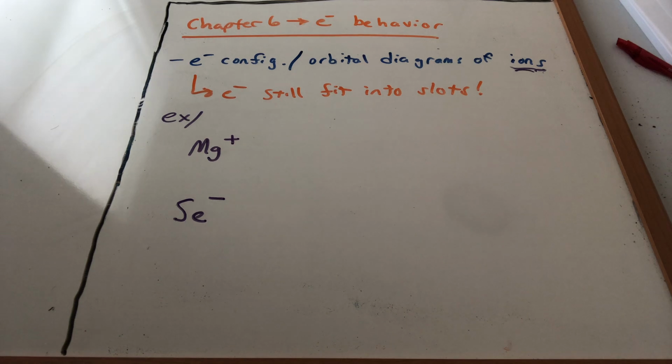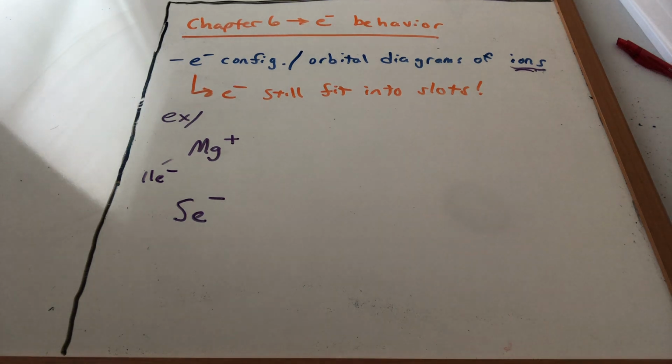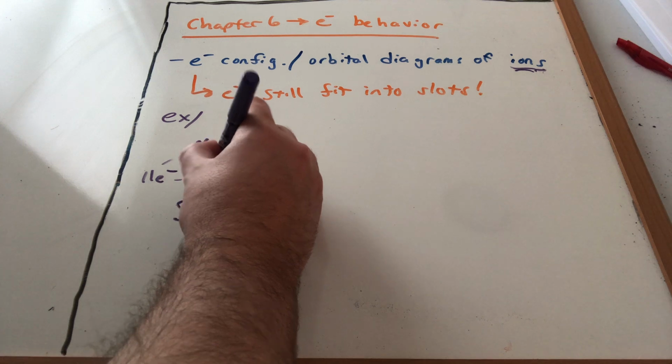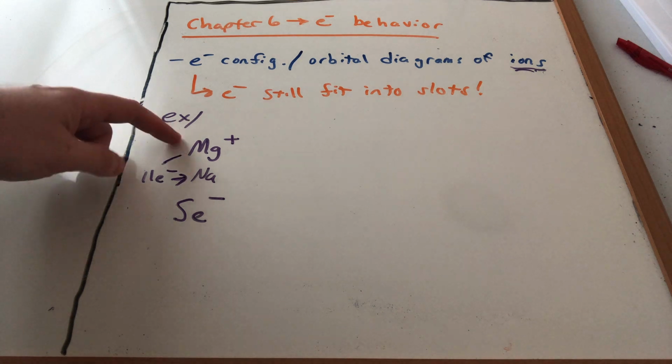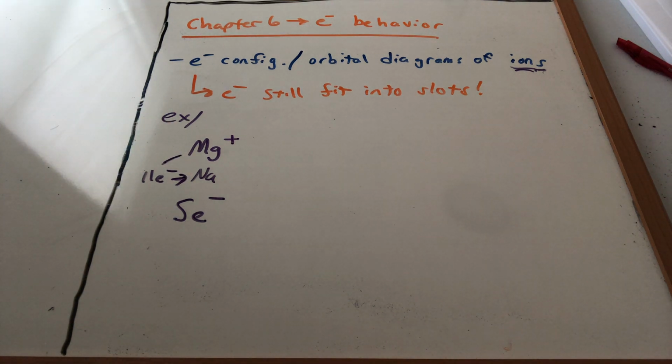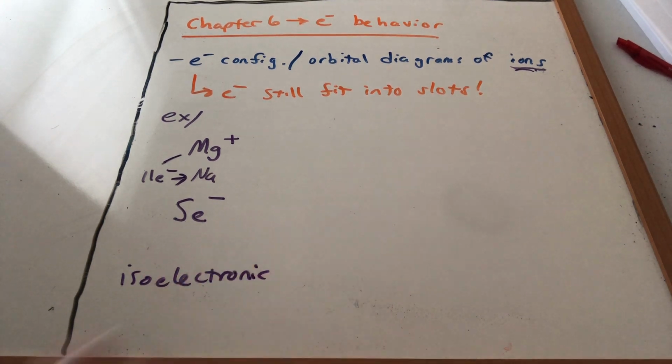So let's look, and just for the heck of it, let's do an orbital diagram for Mg+, okay? Now, Mg+ has how many total electrons? Mg by itself, when it's neutral, has 12, right? So Mg+ has 11 total electrons. That's the same total electrons as neutral Na, if you look at a periodic table. When things have the same number of electrons, we say that they're isoelectronic. So Mg+ is isoelectronic with Na.